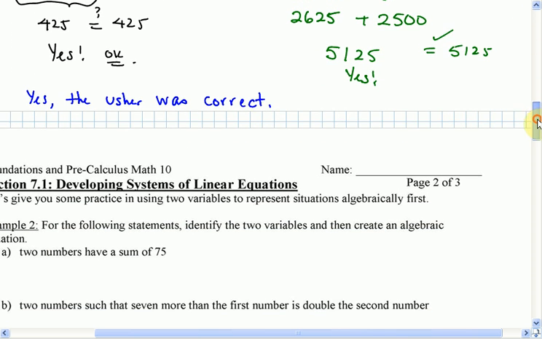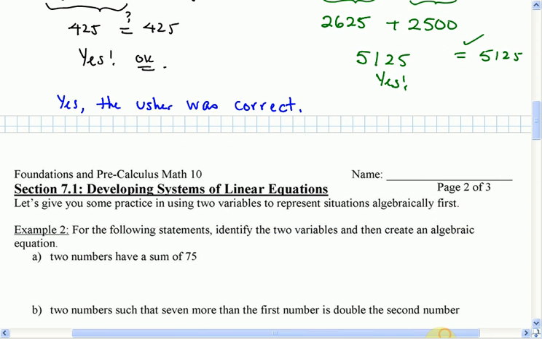And what I'm going to ask you to do is you need to first of all identify two variables. If you want to use x and y, so be it. If you want to be more creative, use something else, that's okay. And then I want you to create an equation using those variables. Okay? Shall I do the first one with you together?